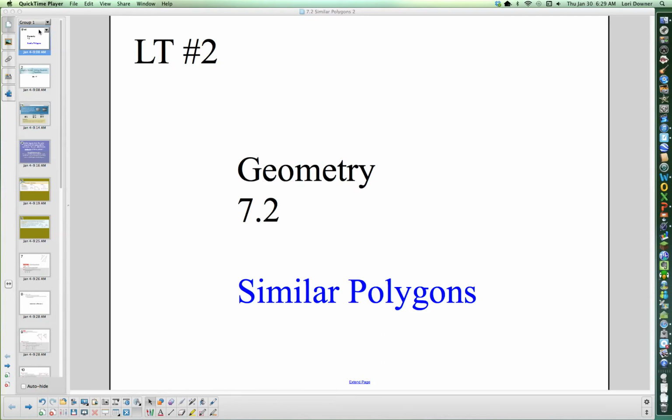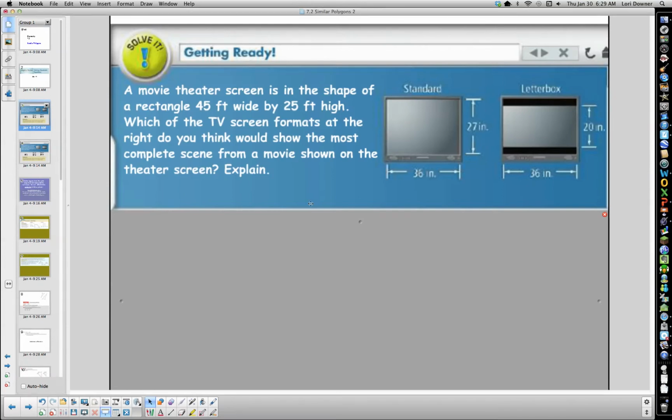This movie is for Learning Target 2, Geometry, Similar Polygons. Let's look at the warm-up.